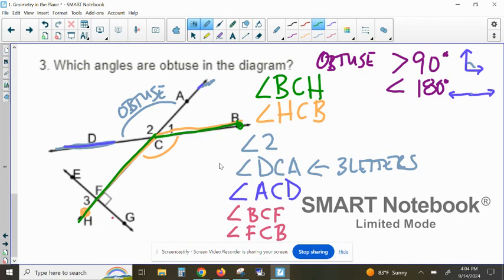Now, obviously, the answer choices don't include every single one. You just have to pick one that contains all obtuse angles. So it has to contain these options. Now, there are only 2 obtuse angles in this picture, but they just have different names.